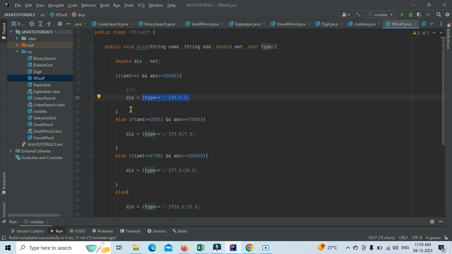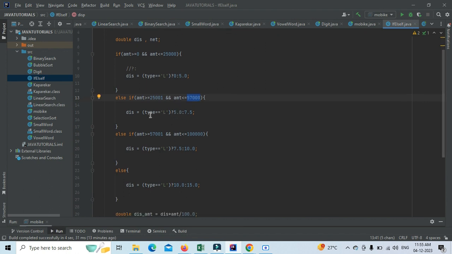Similarly, for the next step, when the amount is greater than or equal to 25,001 and smaller than or equal to 57,000, note that I have used smaller than equals to and greater than equals to. That's why I have mentioned 25,001 to 57,000. In fact, in the question also this was mentioned, right? So for this slab, the discount was 5.0 for laptop and 7.5 for the desktop. So in the else part I have given the 7.5. If the type is equals to L, means if the type of purchase is laptop, then the discount percentage would be 5%, and otherwise in the else part we have the 7.5%.